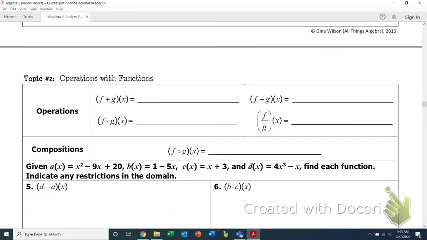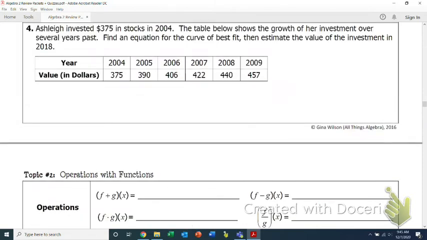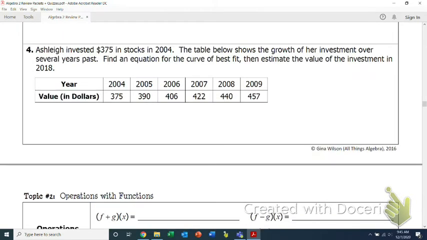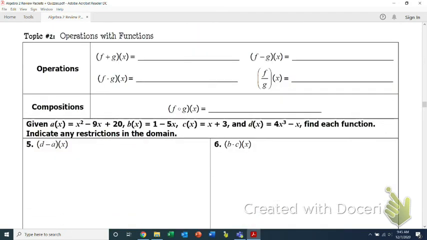Okay, it's a lot to teach through a video when we are not in class to work through it. So we are going to start right here on operations. So this won't take long. These are pretty simple. If you know how to combine, subtract, multiply, divide, you should be good.